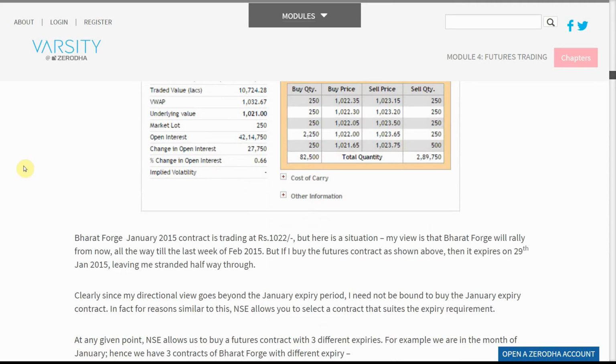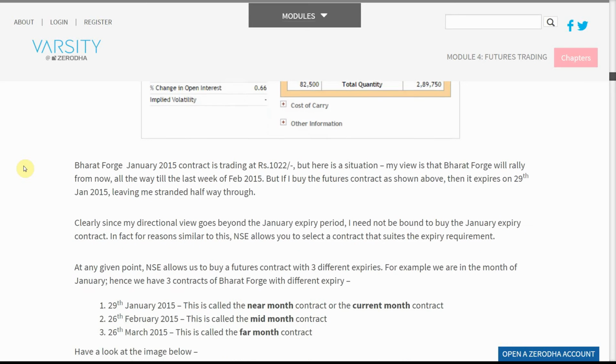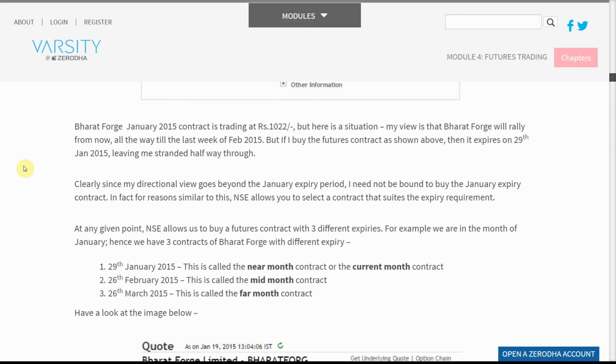But here is a situation. My view is that Bharat Forge will rally from now all the way till the last week of February 2015. But if I buy the futures contract as shown above, then it expires on the 29th of January 2015, leaving me stranded halfway through. Clearly, since my directional view goes beyond the January expiry period, I need not be bound to buy the January expiry contract. In fact, for reasons similar to this, NSE allows you to select a contract that suits the expiry requirement.